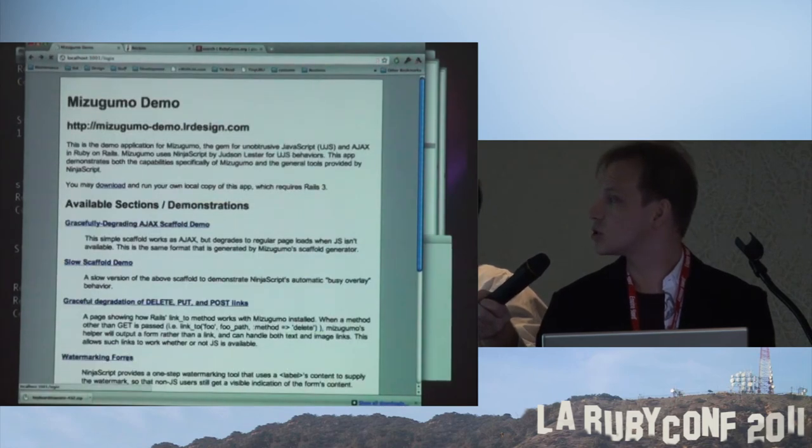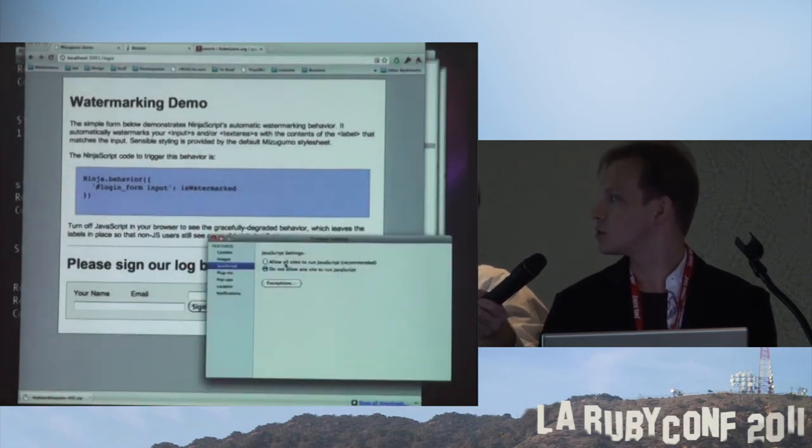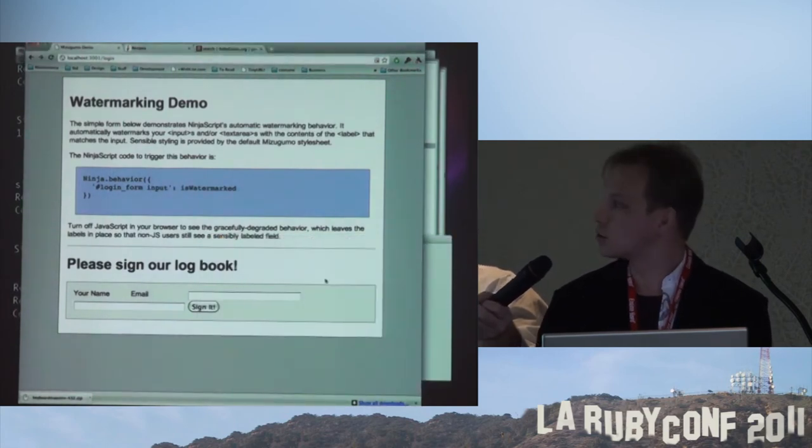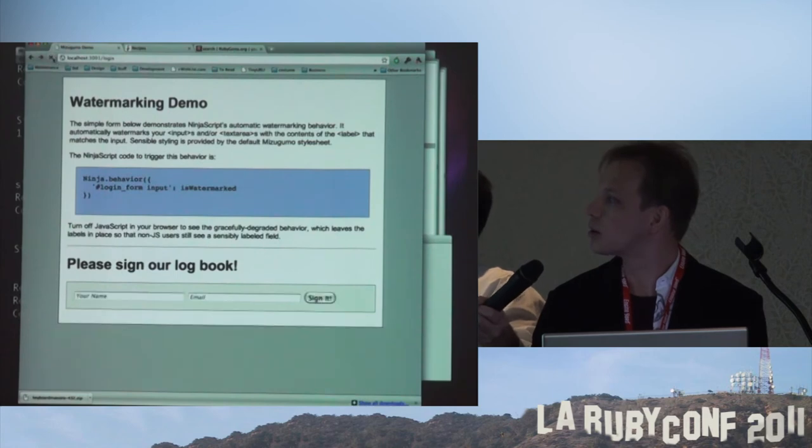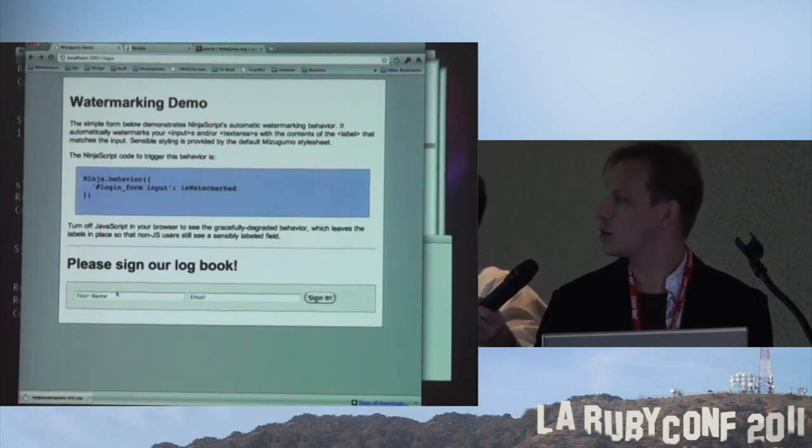As another example, let's look at watermarking forms. Got a little alignment problem here. With JavaScript on, it takes the labels and automatically sticks them in here.